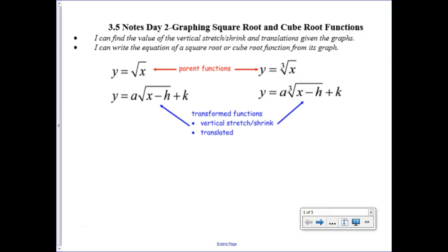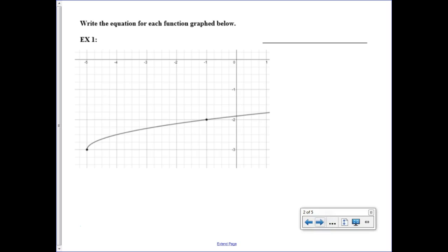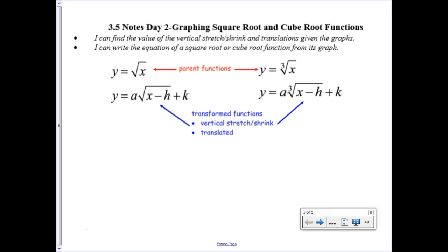Okay guys, today we are looking at translating functions and seeing if we can determine what those translations are given a graph. So if we're looking at this graph right here, first we need to know what kind of graph is it? Well, to me it looks like it's a square root graph. So our parent function of our square root graph after it's been translated, is this one right here. So that's what I'm going to use on this graph.